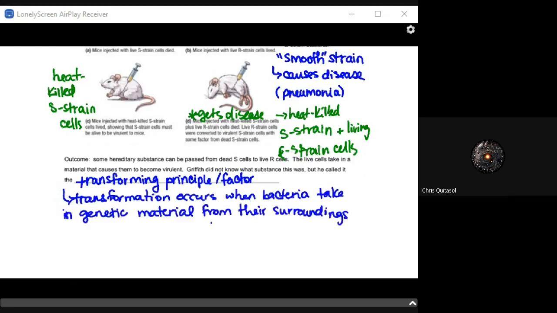When we look at it in today's terminology, transformation occurs when bacteria take on genetic material from their surroundings. You learned about transformation in grade 11 biology, where bacteria take on specific genomes or specific genetic pieces from dead cells or from other cells in general, and incorporate that genetic information into their genome. That transformation process was discovered by Griffith during World War I as he attempted to save people from pneumonia.